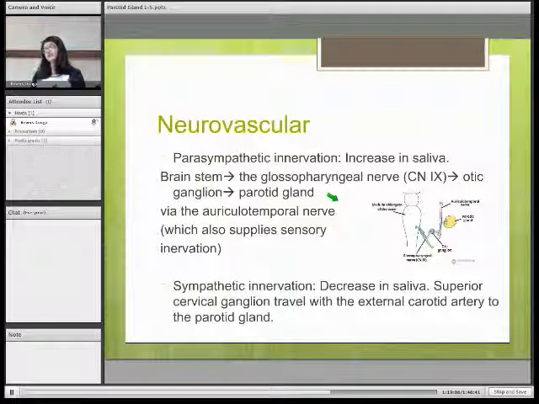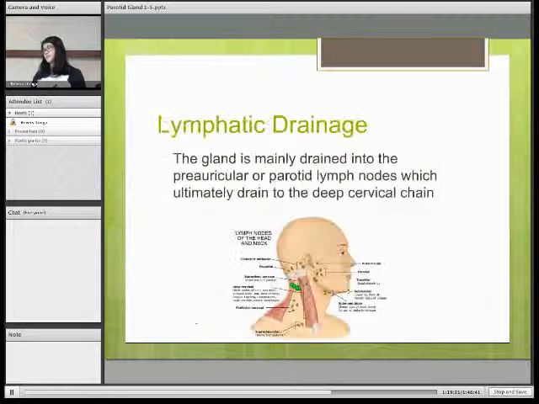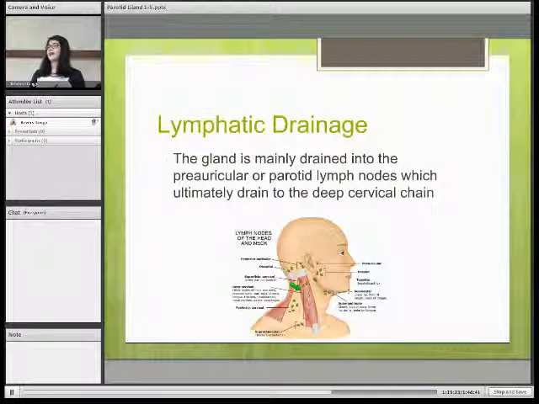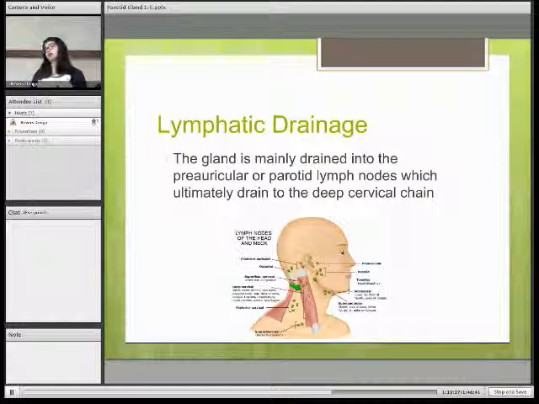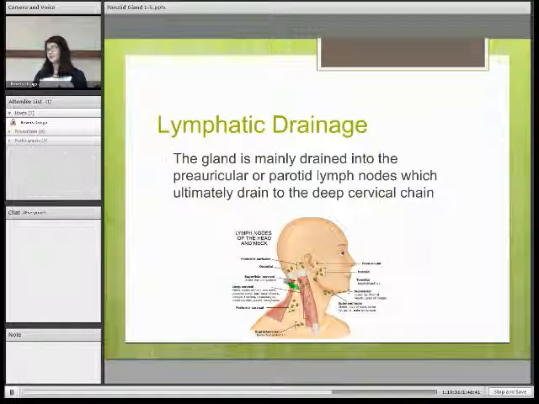And the sensory innervation is by the auriculotemporal nerve, which is a branch of the mandibular nerve, which is the third branch of the trigeminal nerve. Lymphatic drainage: the gland is mainly drained into the preauricular or parotid lymph nodes, which ultimately drain to the deep cervical chain, as you can see here.